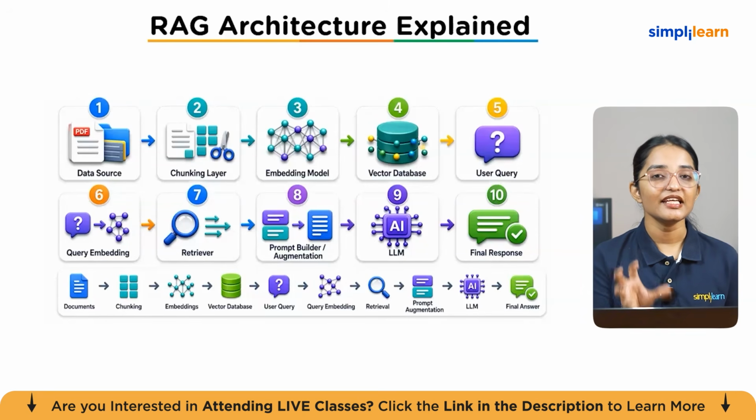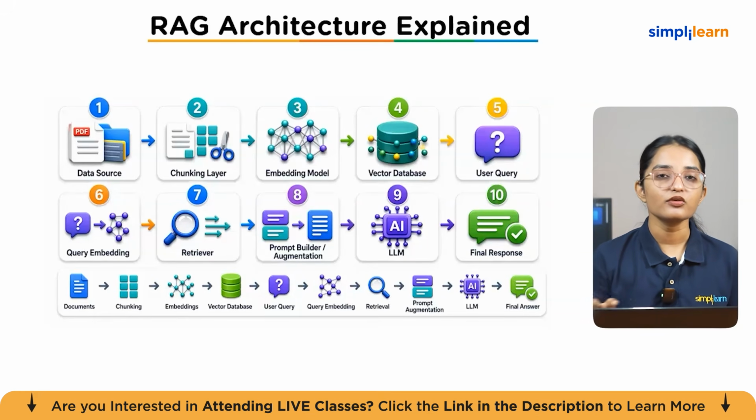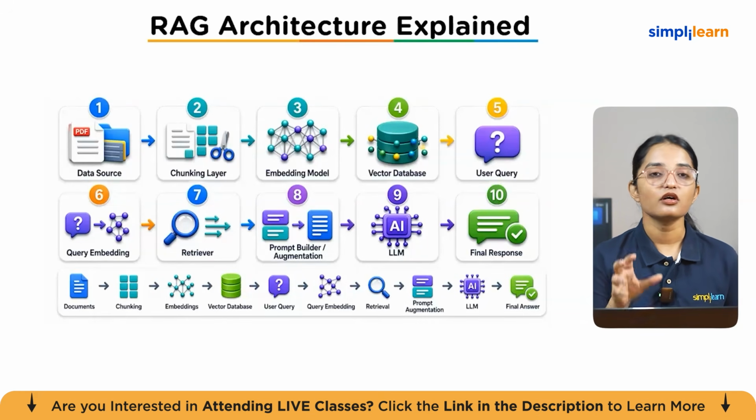This converts each chunk into a vector embedding. Fourth one is vector database. This stores all those embeddings for fast retrieval. Next is user query. The user asks a question. Sixth one is query embedding. The system converts the question into an embedding too.